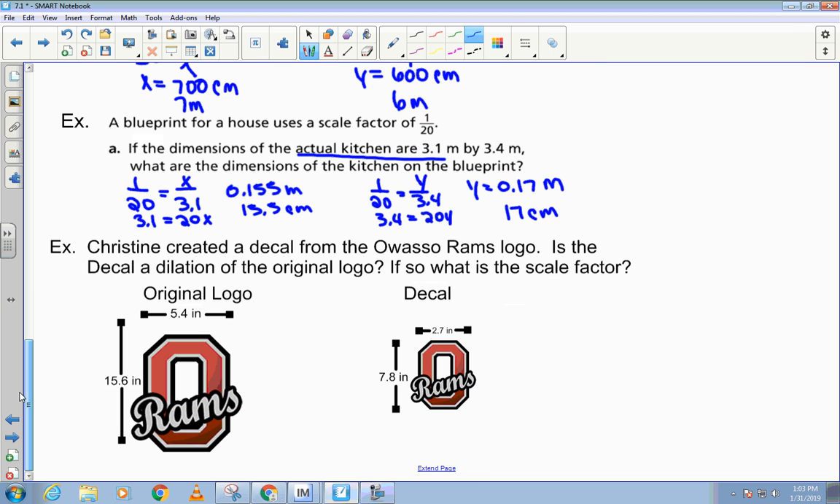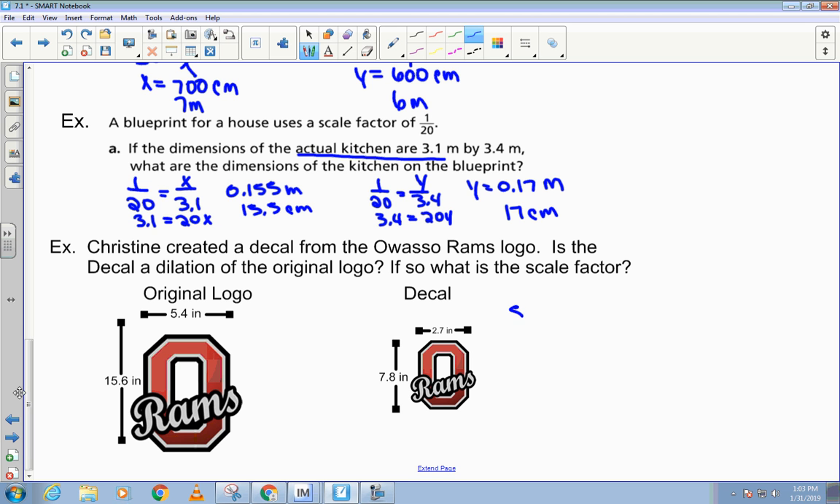Alright, here's one more. Christine created a decal from the Owasso Rams logo. Is the decal a dilation of the original logo? If so, what is the scale factor? Okay, what am I going to have to do to determine if this is a dilation? It appears the angles are the same, right? Okay, but what do I need to look at? See if they're proportional. So I need to compare the dimensions, right?